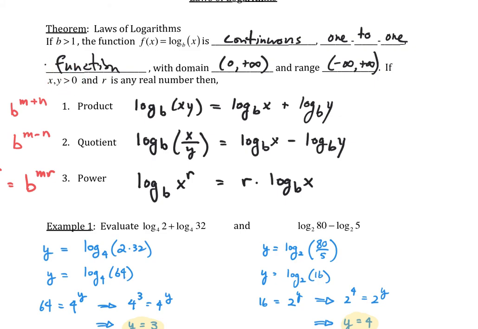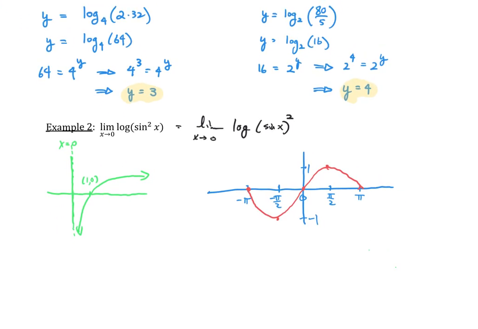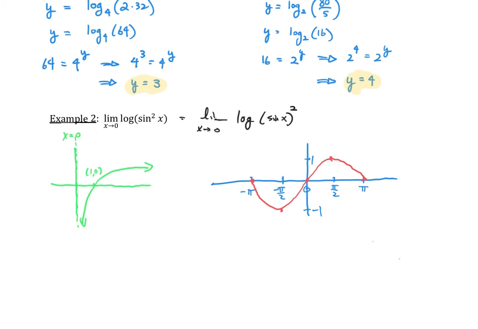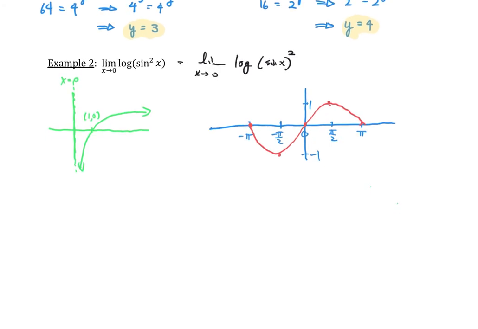Okay, so this is a long discussion, but the point of this is we are not allowed to bring down the 2 because when we bring down the 2, that's going to make these numbers over here negative. And I want to keep that squared there to keep everything on the inside of the logarithm positive. So for this example, I cannot use the third law of logarithms because it's going to violate the idea that everything inside the logarithm has to be positive. I need to keep that square there.